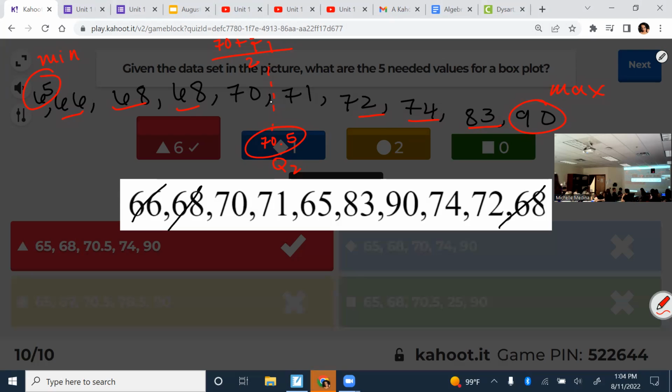So never cross out your median when you're finding your Q1 or Q3. It'll go like this. So my Q1 is 68. My Q3 is what? 74. So those are my 5 needed values: 65, 68, 70.5, 74, and 90. Good. Questions, comments, concerns?